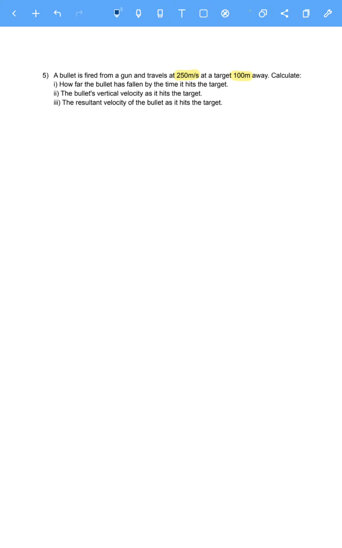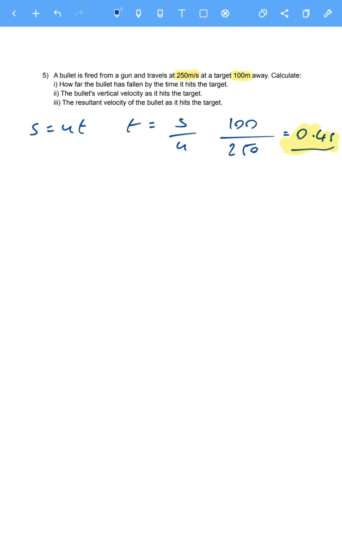is traveling horizontally. So what we can do horizontally, obviously there's no acceleration, so we can simply use displacement is velocity times time. So time would be the displacement s divided by the speed or the velocity u. So the displacement is 100 meters horizontally, divided by the speed horizontally, which is 250 meters per second. So if you do 100 divided by 250, that will give you the time of flight of 0.4 seconds, which is important to answer this question.